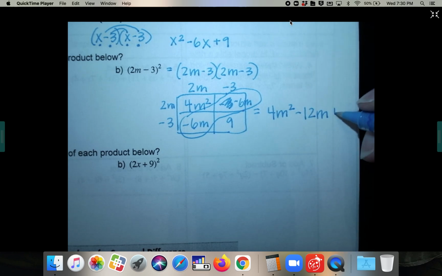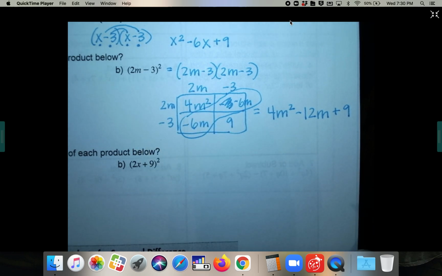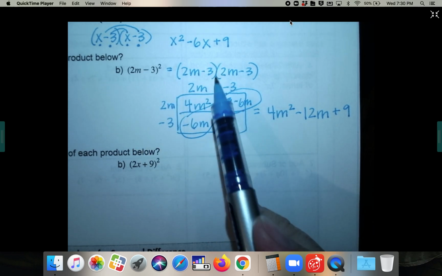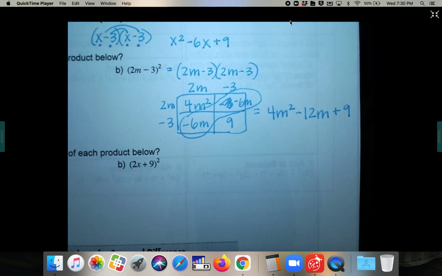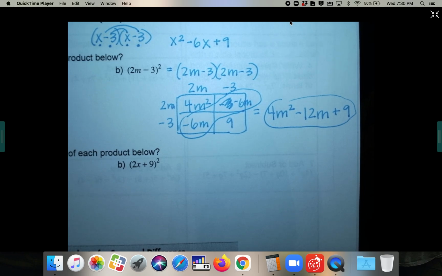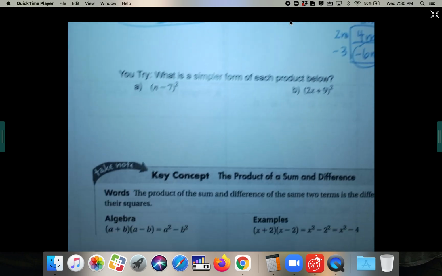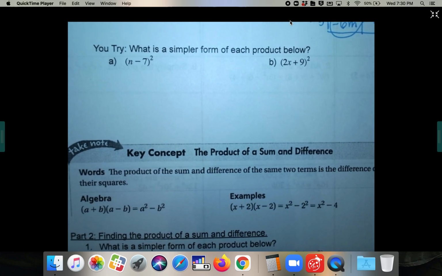And then plus 9. So I don't want you to see this and be like, I can't remember all the little things I'm supposed to do. You could just set them up as two different binomials and use your favorite method and you'll get the same answer. But if you know the shortcuts, they just go a little quicker. So if you want to, push pause and try the you try. Otherwise, you can keep it playing and check it. I will work it out with you too.